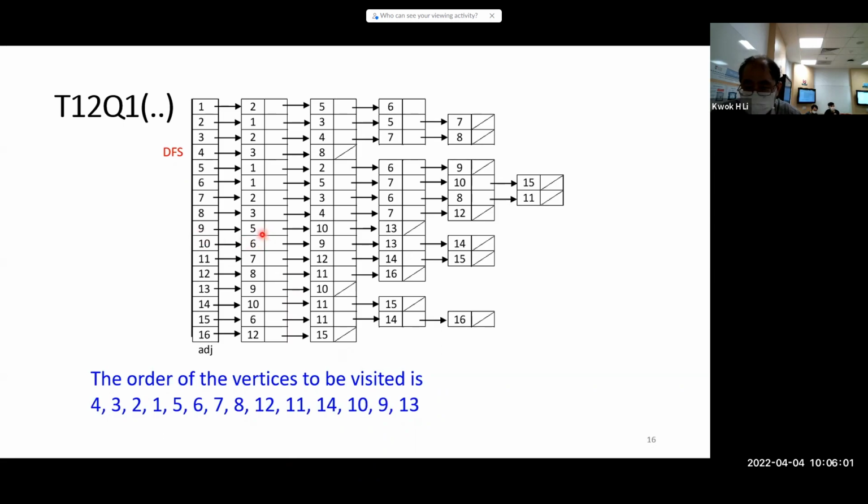Okay. So 5 visited before, 10 visited before, 13 also visited before. That means no way out. So 9 does not give you anything. You pop it up. Then you go to 10. Once you go to 10, you see 6 visited before, 9 visited before, 13 visited before, 14 is new, right? 14 is new. So now you have to visit 14.